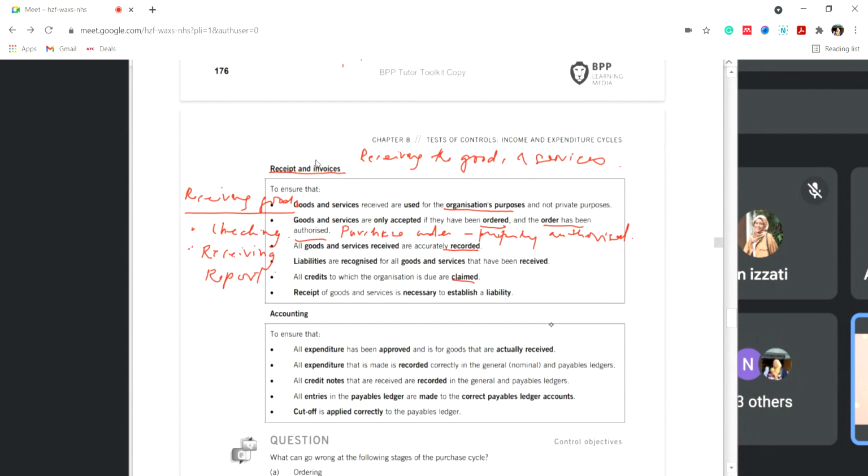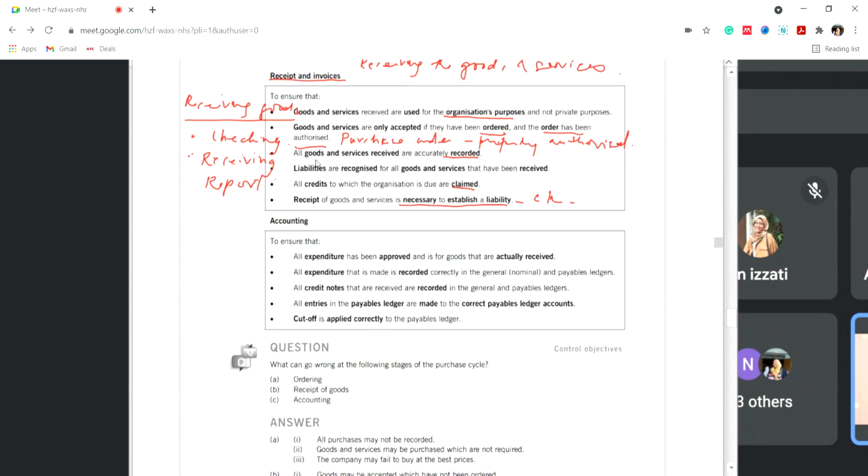And then receipt of goods and services is necessary to establish a liability. So it means that when the company receives the goods on credit, actually they already incur current liabilities, the current liability for accounts payable.